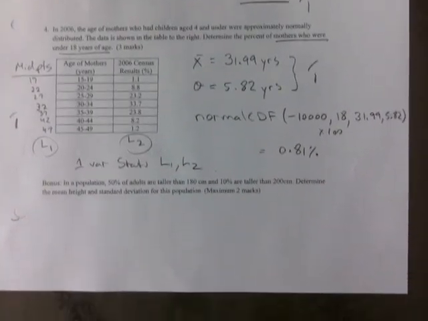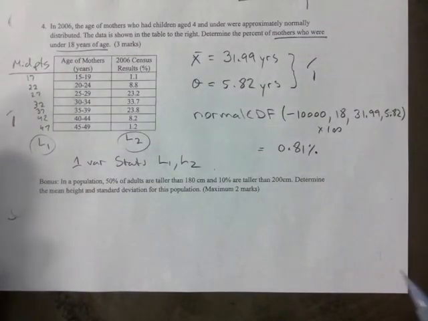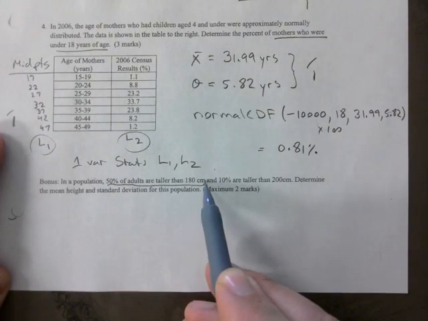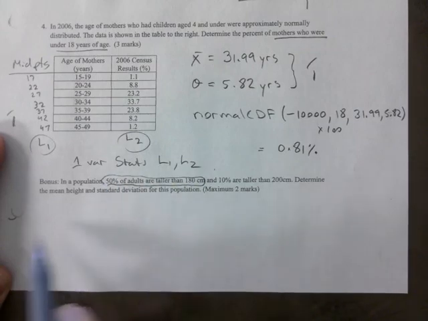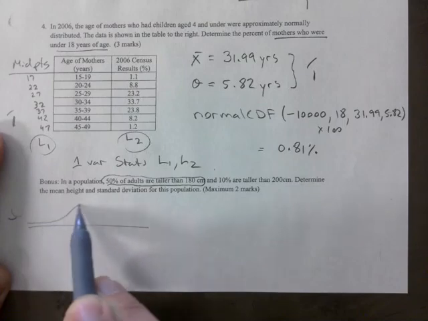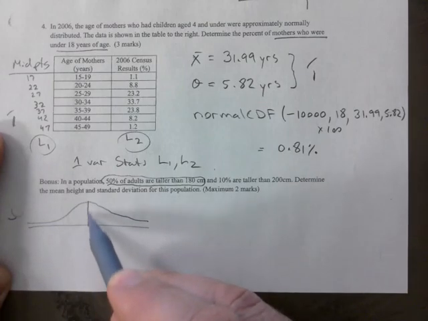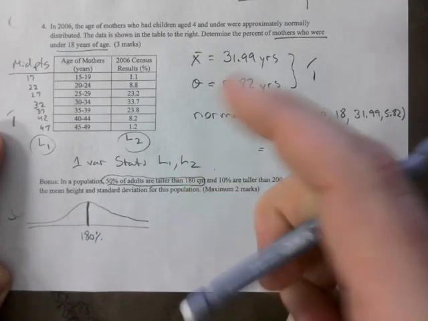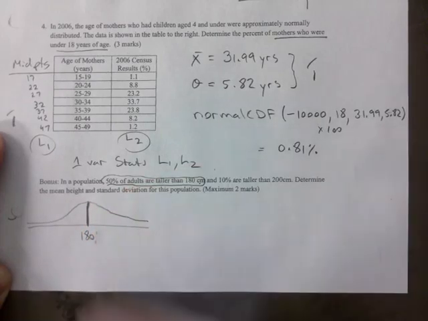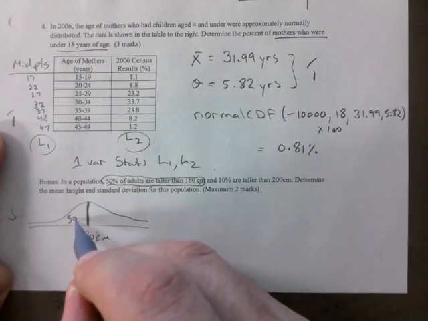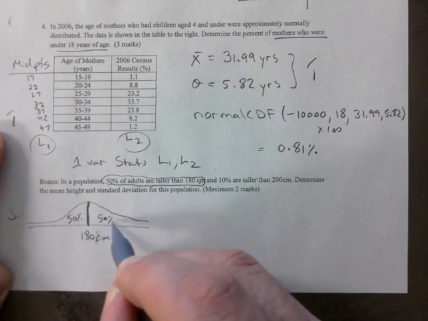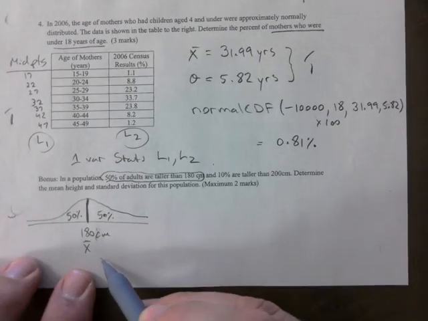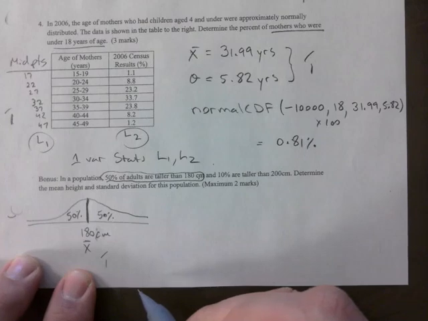The bonus, if you get the 50% of adults are taller than 180. What does the 50 mean? Where are you? You're right in the middle. Not, sorry, 180 centimeters, sorry, not percent. Because if 50 are above or below, right, then this is your mean. So you get a mark for that. If you figure that one out, that's a +1.